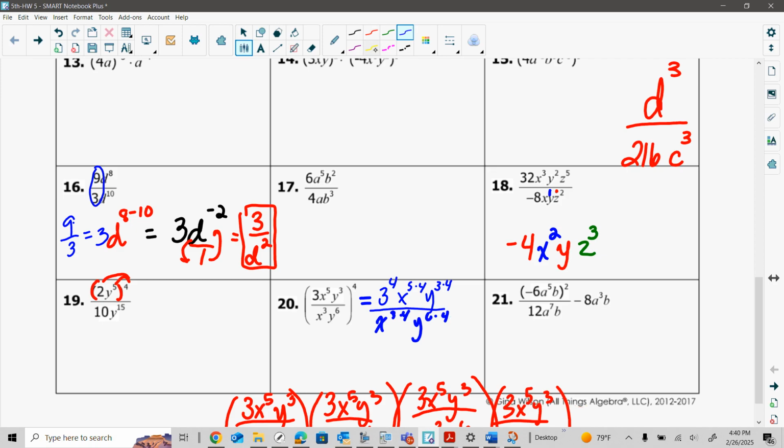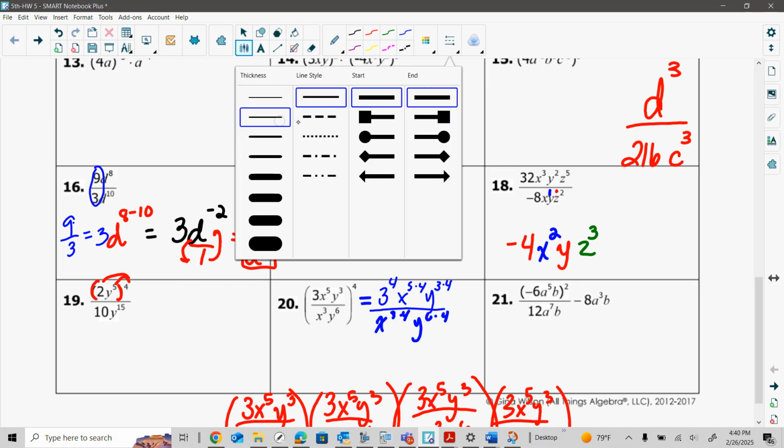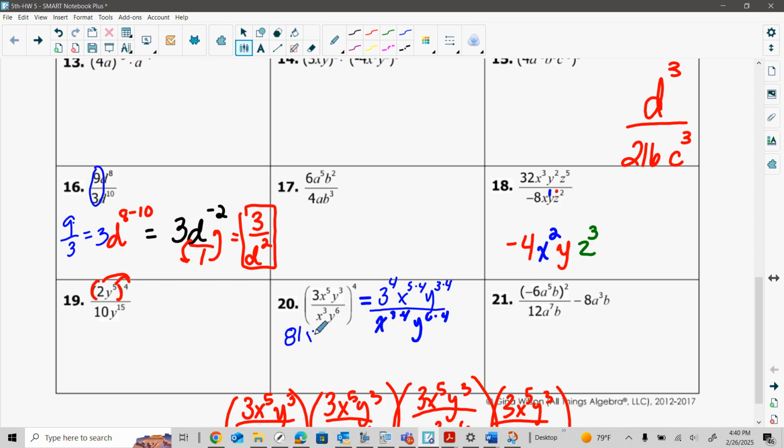So when I simplify this, you're going to multiply your exponents whenever you raise a power to a power. So this 3 to the 4th power turns into 81, x to the 20th, y to the 12th, all over x to the 12th, y to the 24th. So now your exponents with the same base, the x's here, we're subtracting, and with the y's we're subtracting. So your 81 is x to the 8th, y to the negative 12, but we can't keep that negative. So I'm just going to flip it. And when I do, I have 81x to the 8th over y to the 12th.